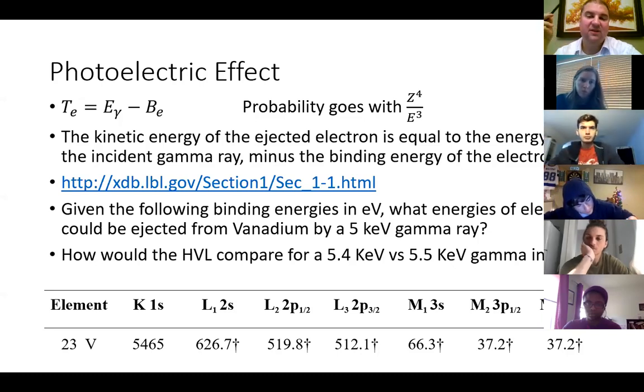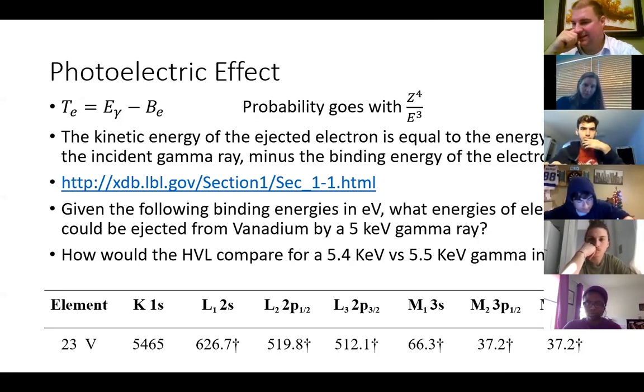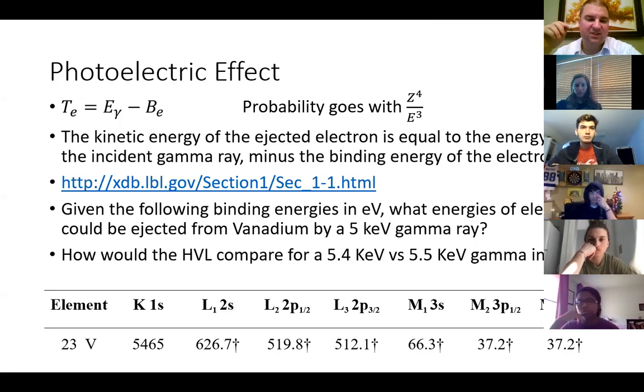So the higher the Z of the material, the more likely the photoelectric effect is to occur. The higher the energy of the gamma ray, the less likely the photoelectric effect is to occur, okay? If you were interested in seeing this with a whole bunch of different values, Lawrence Berkeley Lab has a whole X-ray database that's accessible. You can look up all the different binding energies for all the different electron shells. But let's just go ahead and take this vanadium as an example.